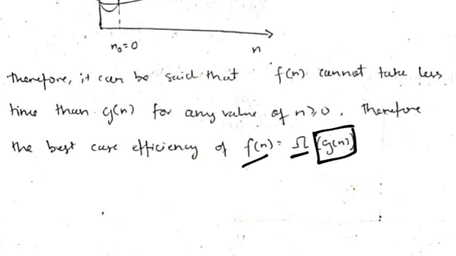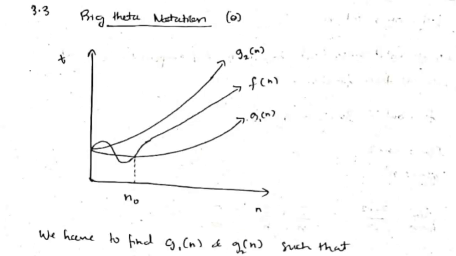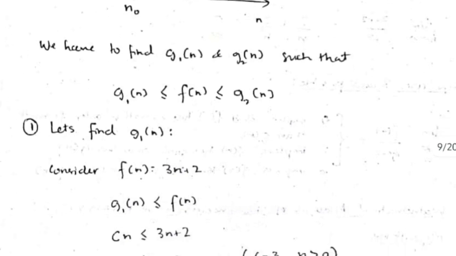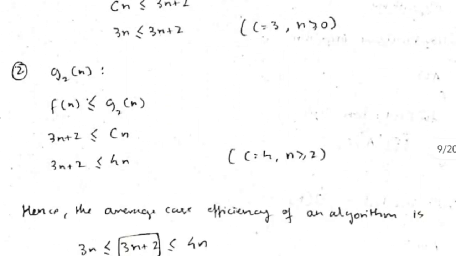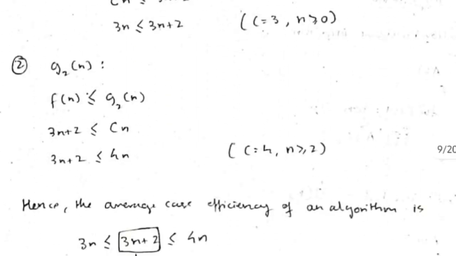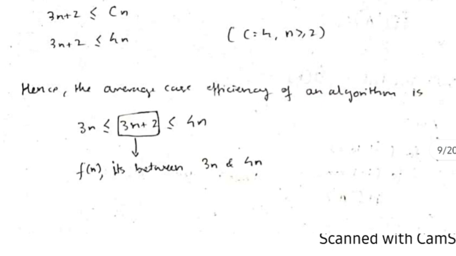In big theta notation, we are just calculating the average over the best case and the worst case. So when we calculate the average, we will be writing f of n between g1 of n and g2 of n. For example, if f of n is 3n plus 2, we will write the best case here, which is 3n. Then we will write the worst case, which is 4n. So we write the average case as the average of best case and worst case. So f of n is between 3n and 4n.